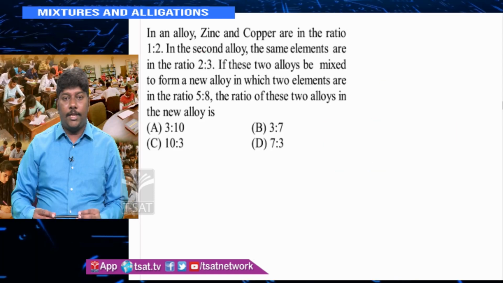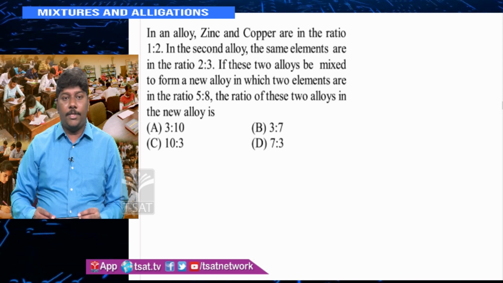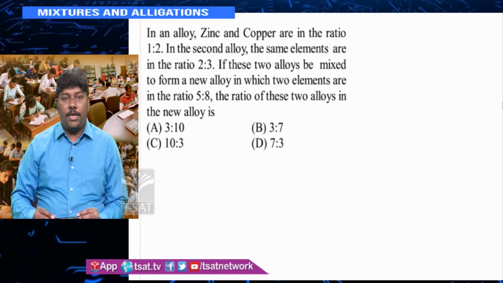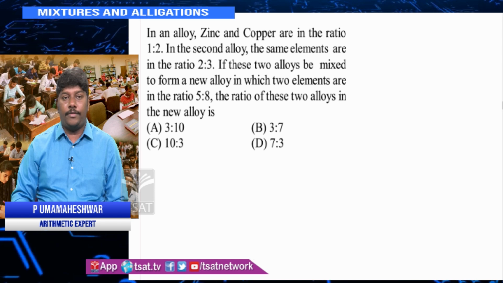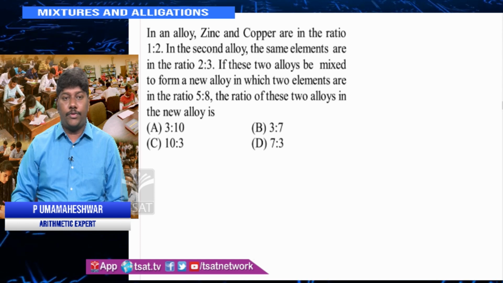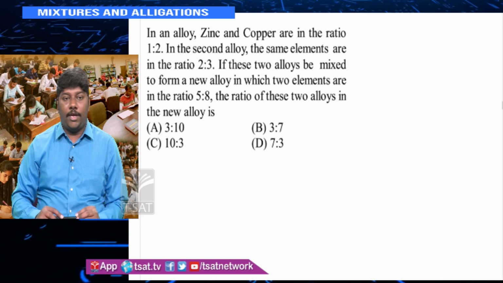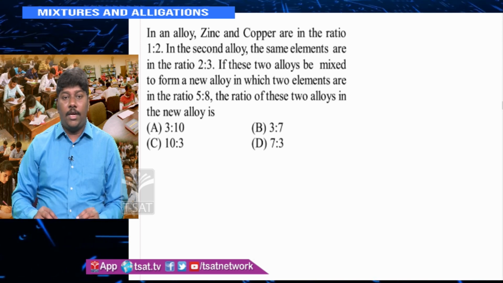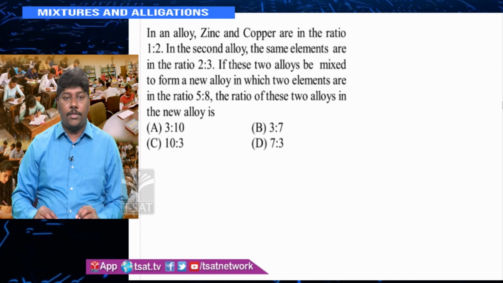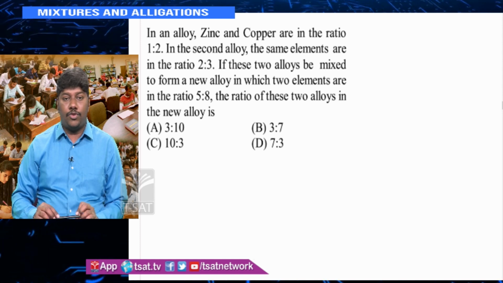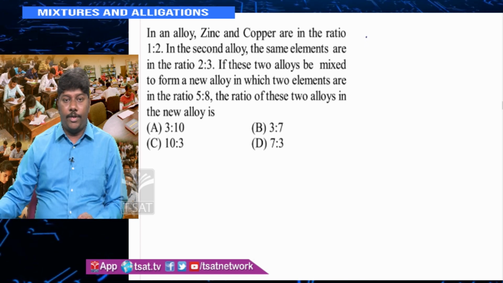In an alloy, zinc and copper are in the ratio 1:2. In the second alloy, the same elements are in the ratio 2:3. If these two alloys are mixed to form a new alloy in which the two elements are in the ratio 5:8, the ratio of these two alloys in the new alloy is. So he is asking you the ratio of these two alloys in the new alloy. So you need to find out what is N1:N2.